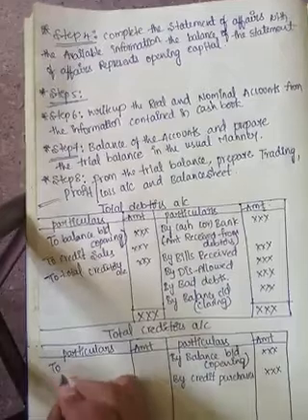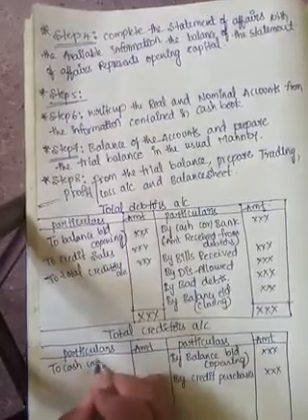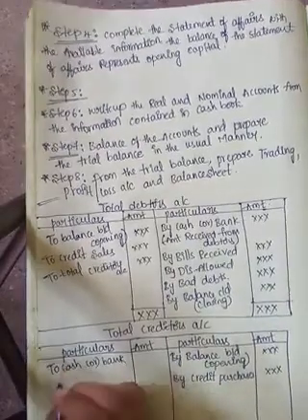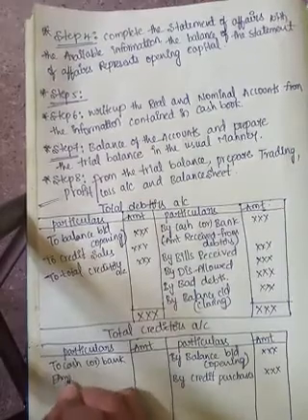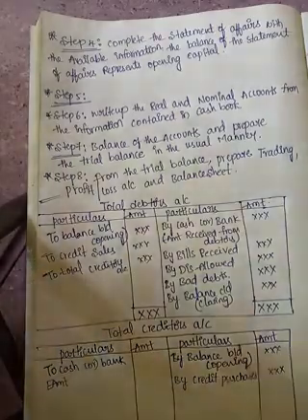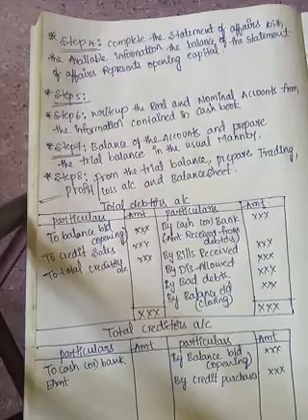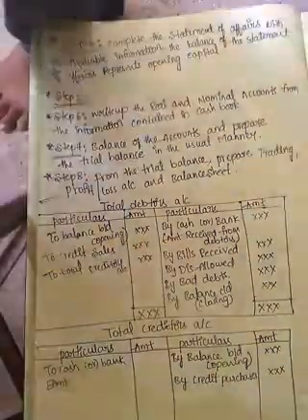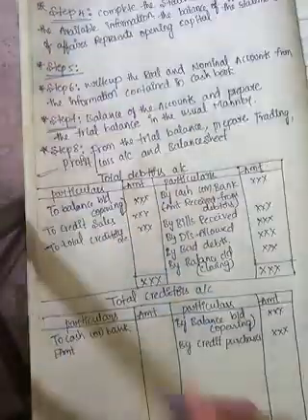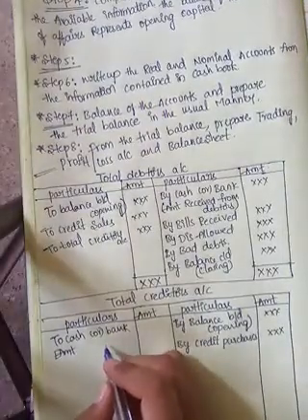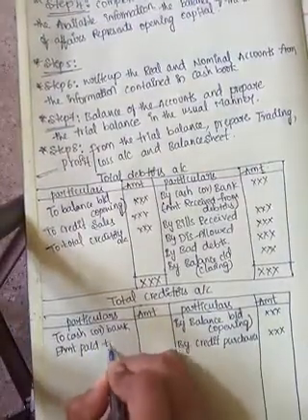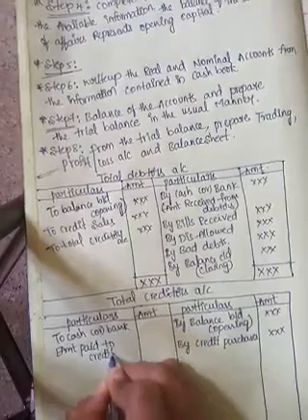Next, on the debit side, is to cash or bank. This is the amount paid to creditors.